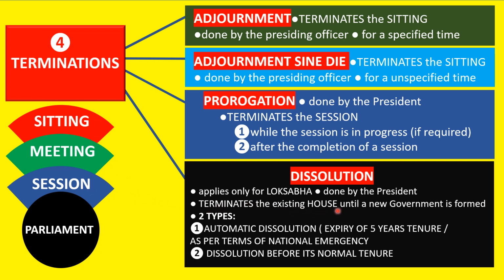It terminates the existing House until a new government is formed. I mean simply, when the tenure of 5 years of our government is over, that means the Lok Sabha has to dissolve and we have to go for the next election. So that type of termination of an existing house is what we call dissolution. It is done by the President only for the Lok Sabha. And here there are two types of dissolution.